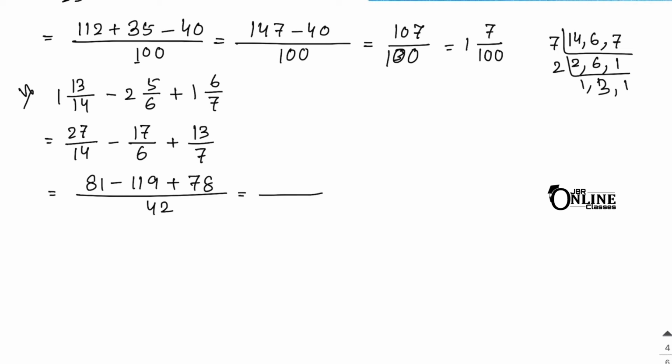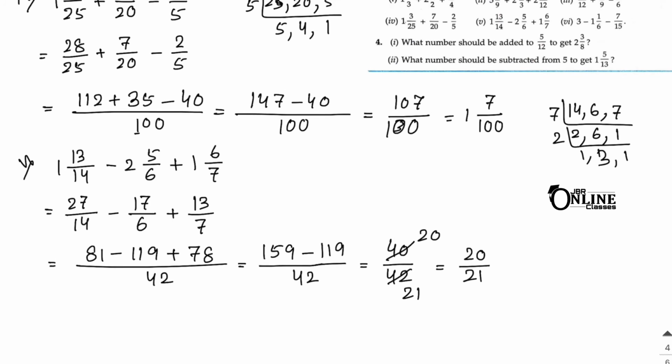As here 81 and 78 are positive, first add these two, you will get 159 minus 119 by 42. Then subtract 119 from that one, it becomes 40 by 42. Now cancel out by 2, it's 20 and 21. So your final answer is 20 by 21.